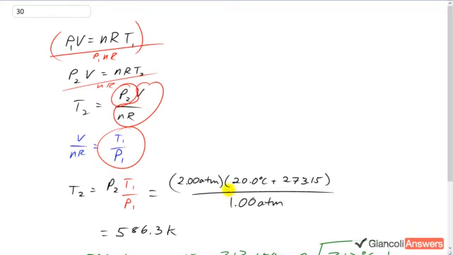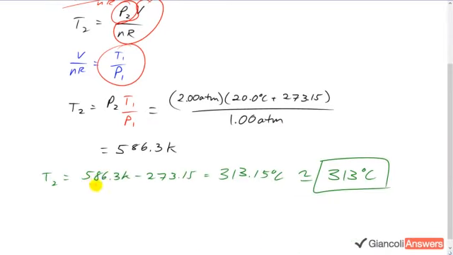And that's 2 atmospheres times the temperature in Kelvin, 20 degrees Celsius plus 273.15, and divided by the original pressure of 1 atmosphere. And that gives 586.3 Kelvin, and minus 273.15 to get the answer in degrees Celsius of 313.